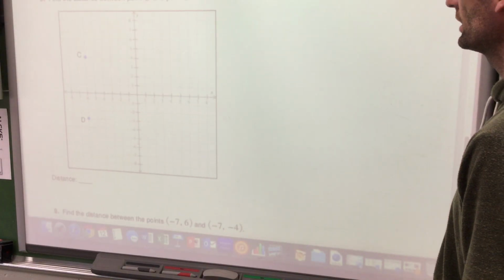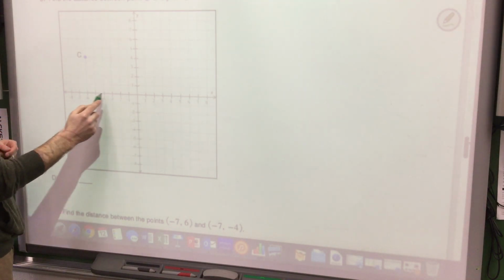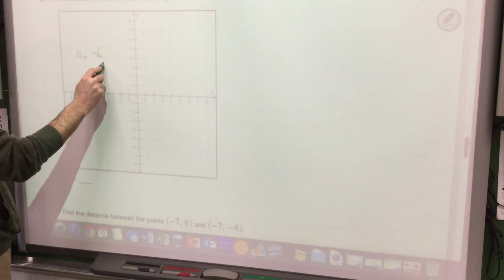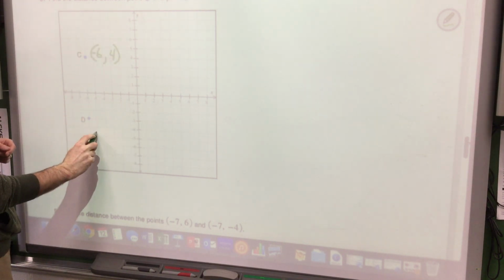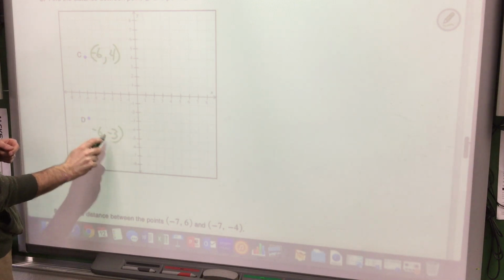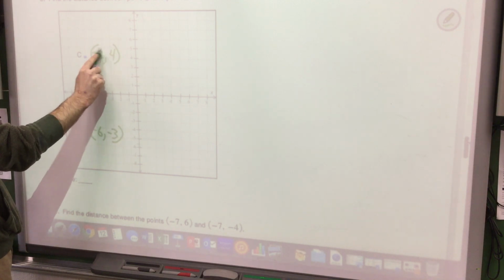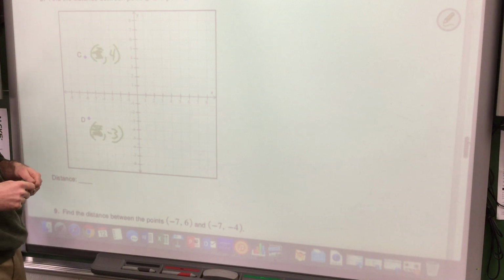Question 8. Find the distance between C and D. So now we're going to change this up a little bit and find distance. Okay, so let's first find the coordinates. This is at negative 6 and then up 4. This is at negative 6 and then down negative 3. Okay, so we don't have to worry about the x at all. This doesn't matter to us. They're both the same. If they were different, then we'd get a lot more complex, but they're not.